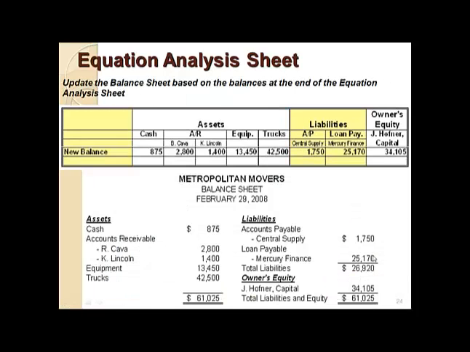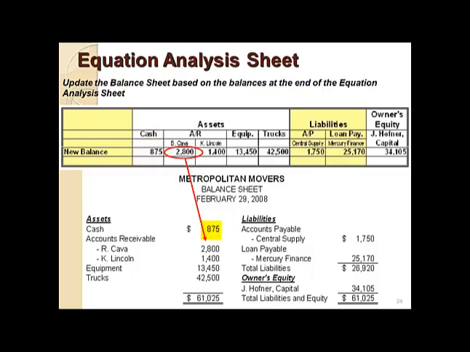Now that we're done recording all the transactions that had occurred throughout this fiscal period, we have to create another balance sheet which shows that our accounts are ready to move into the next fiscal period. So this is done by taking all the balances at the end of the equation analysis sheet and recording them into the balance sheet. To begin, we're going to start with our cash as it is our first account, and we're going to record that into our balance sheet. So cash now on the balance sheet is $875.